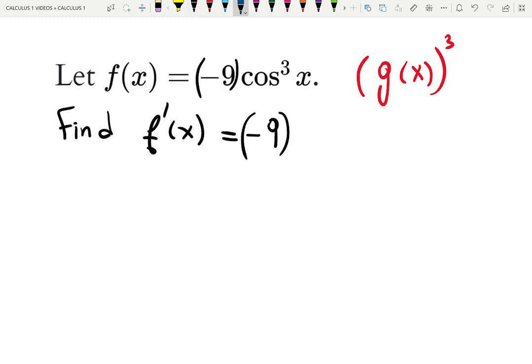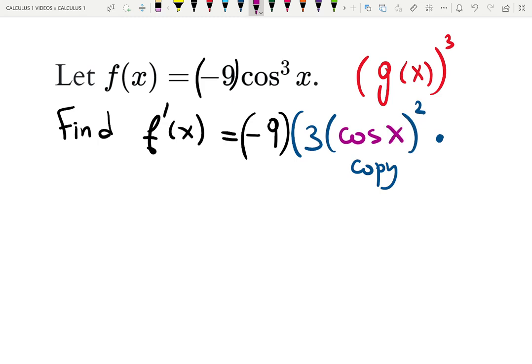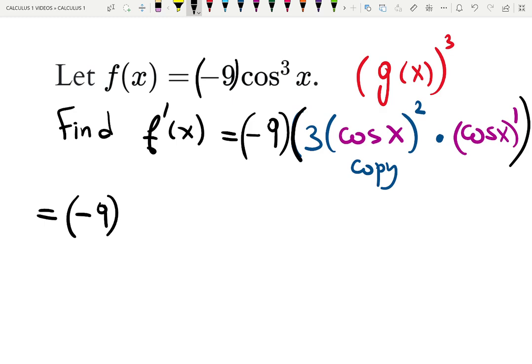Now let's work with cosine cubed. 3 goes down, which means multiply by 3. Copy the function, raise to the new power. 3 minus 1 is 2. Times the derivative of the function inside. So that's how I say it out loud all the time. When you copy the function, the function inside was cosine x, times the derivative of cosine x. The answer becomes negative 9 is standing, waiting for all of this to be over, just like you.